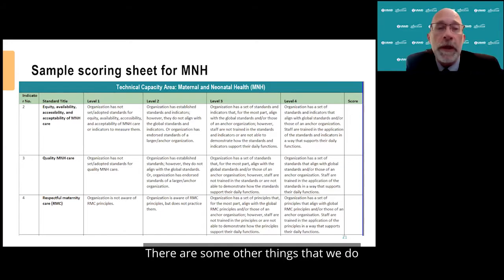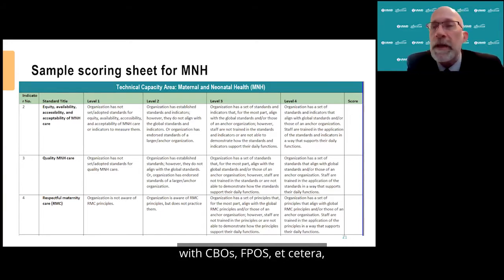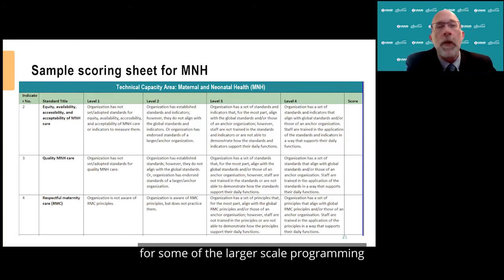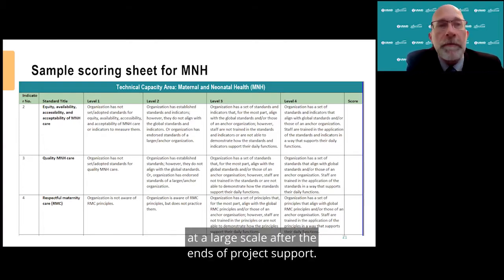There are some other things we do that are working in specific areas with CBOs, FBOs, et cetera, but that's not as much a focus for some of the larger scale programming that we hope will have the ability to be sustained at a large scale after the end of project support.